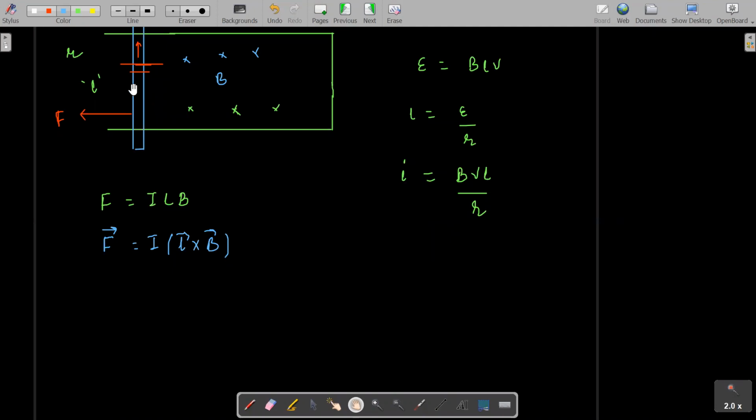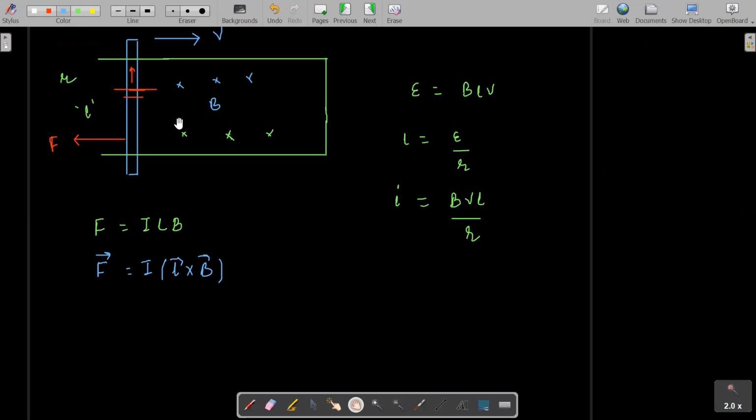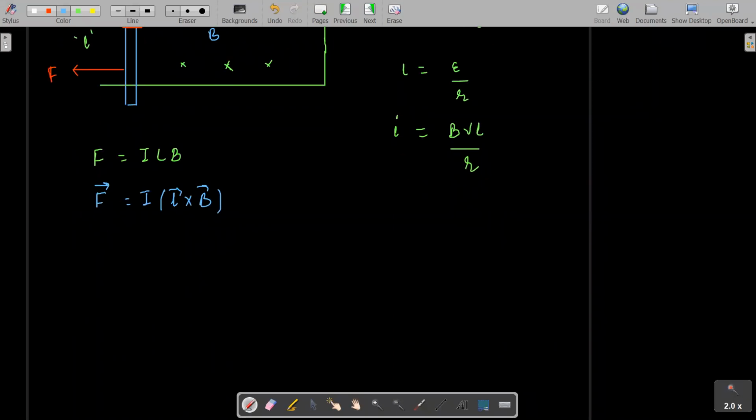So if we have to move this rod on these rails, we have to apply some external force. And if we are applying some external force, definitely some work will be done, right? So there will be some power developed in this rod, and that power gets dissipated to the surroundings. I'll show you how it does.